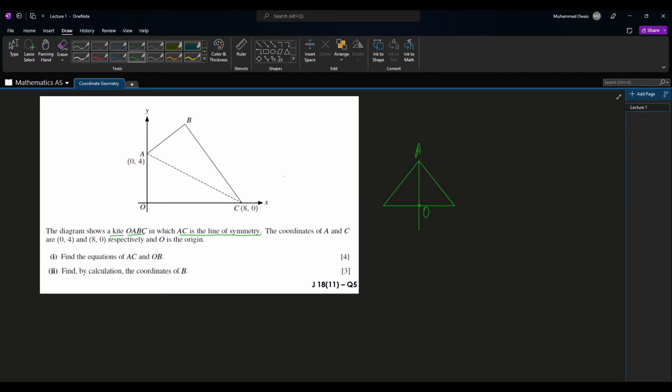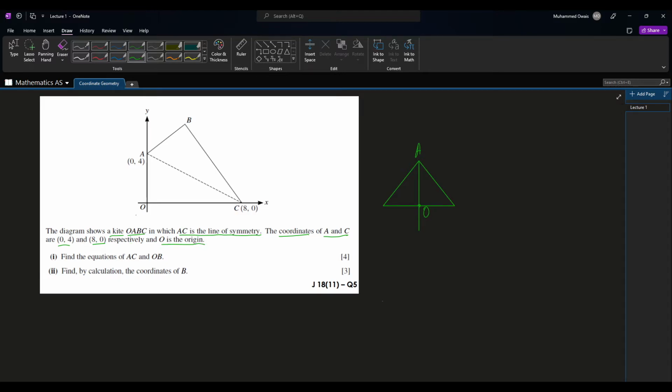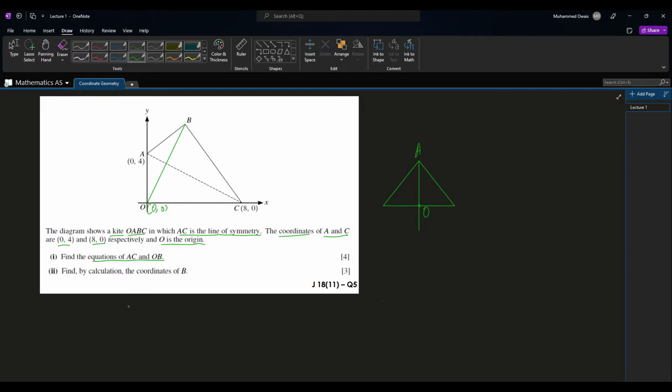Alright then, let's move on. It says coordinates of A and C are (0, 4) and (8, 0) respectively, and O is the origin. Basically, if O is the origin, you can say that the coordinates of O are (0, 0). Now it is asking us to find the equations of AC and OB. We can already see the line AC, but what about the line OB? Let's just create a line from O to B. Let's first find the equation of AC.